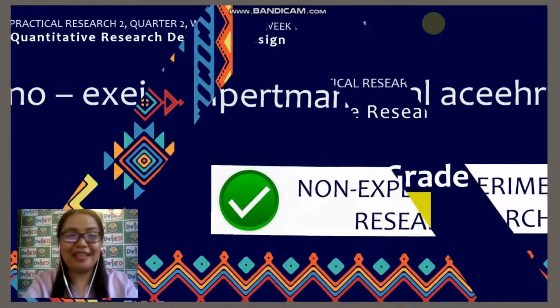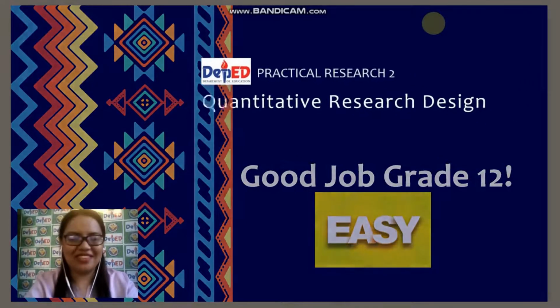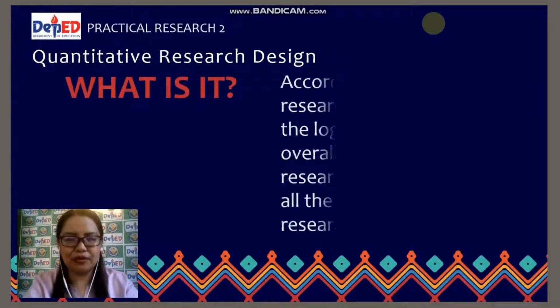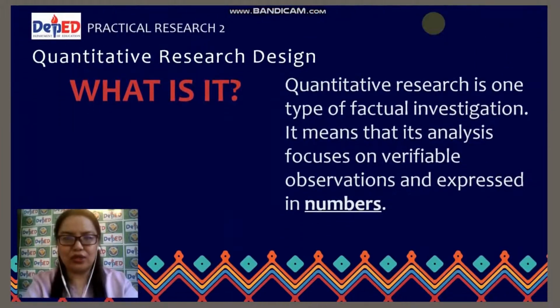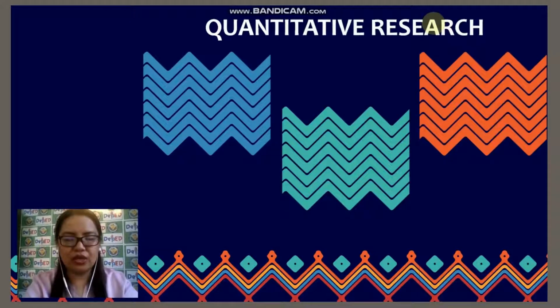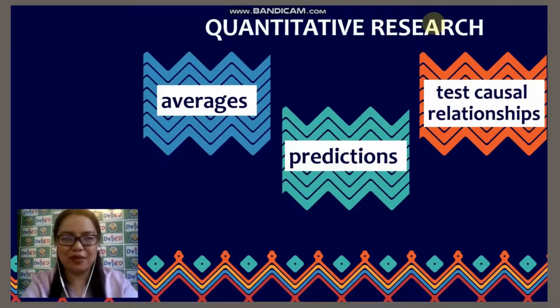Moving forward, let me discuss what quantitative research is. Easy, right? According to Barrett on 2017, research design is defined as the logical and coherent overall strategy that the researcher uses to integrate all the components of the research study. Quantitative research is one type of factual investigation. It means that its analysis focuses on verifiable observations and are expressed in numbers. Quantitative research can use to find patterns in averages, make predictions, and test causal relationships. It could also generalize results to wider populations.